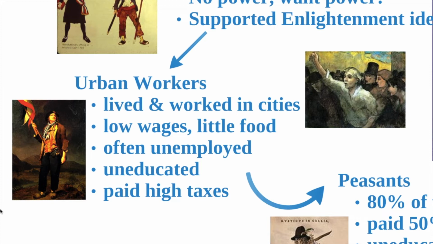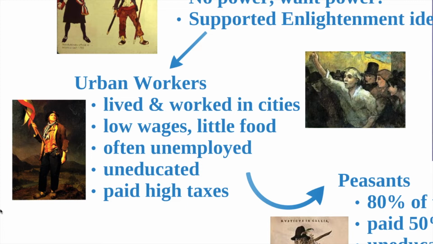These people are uneducated from a very early age. They're working, so their children are working. And they don't have time to go to school. They don't have money to afford to buy books. And what little money they do make, they are paying, again, ridiculously high taxes, both to the king as well as tithings to the church.